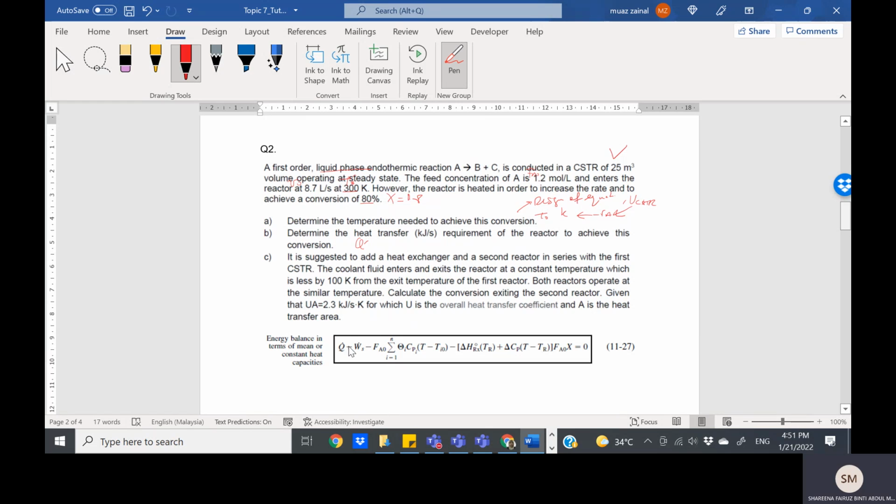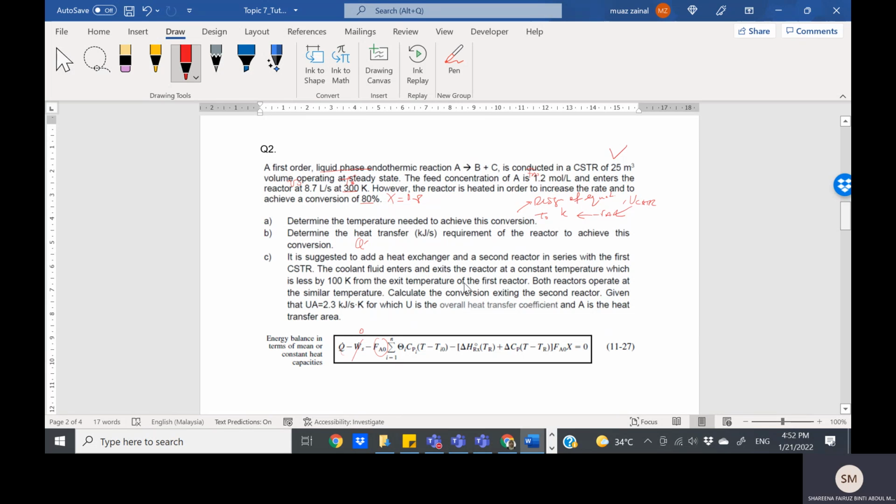Okay, so you need to treat this one as non-adiabatic, because there is a heat transfer. If it's adiabatic, it does not have heat transfer, so you can assume this one is 0. You can use the general equation, and you just need to get what is Q. The Q you have to get, and all of this information you can get from the information given.